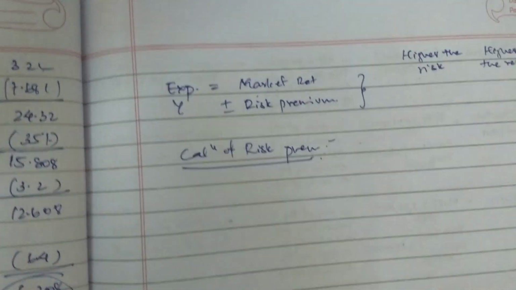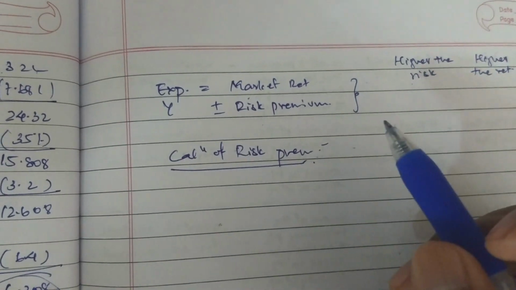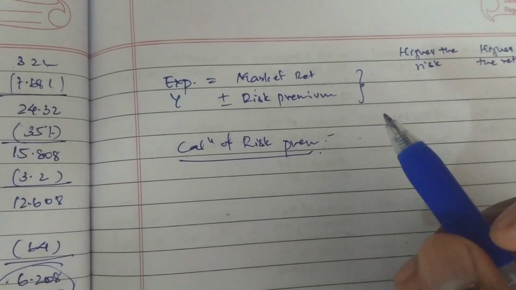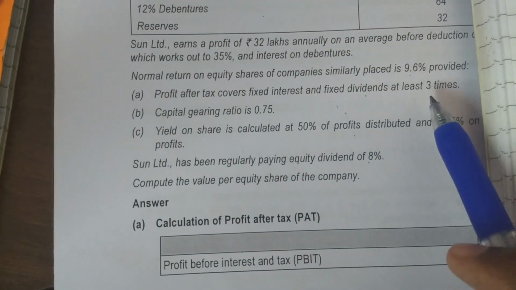Okay, calculation of risk premium. In order to calculate the risk premium, we need various ratios such as fixed interest, fixed dividend coverage ratio, or interest coverage ratio, or maybe capital gearing ratio. See, now this question has a capital gearing ratio of 0.75, and a fixed interest and fixed dividend ratio of 3.